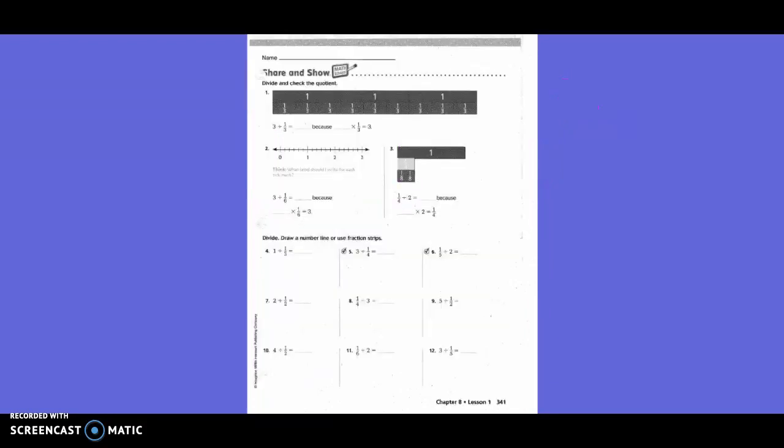Share and show. Divide and check the quotient. So we have 3 whole pieces, and then they have 1/3 under each one. So how many 1/3 pieces do they have there total, guys? 9. So 3 divided by 1/3 equals 9 because 9 times 1/3 equals 3. Does that make it true? Yes. Okay, then they gave us the number line again.